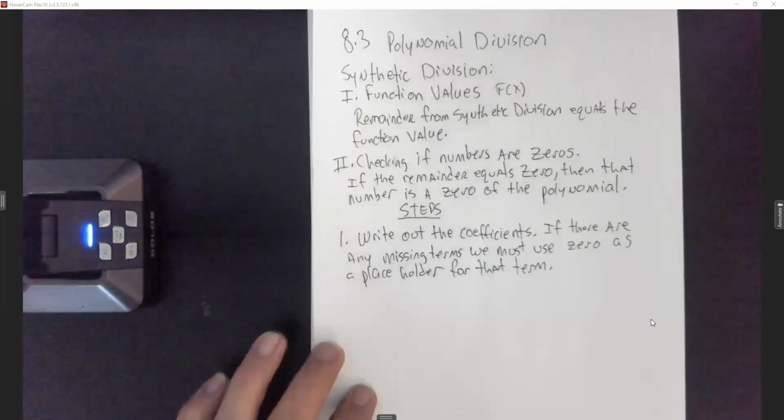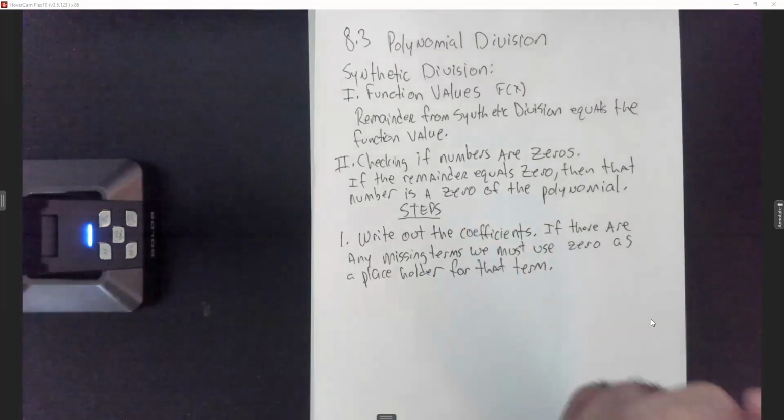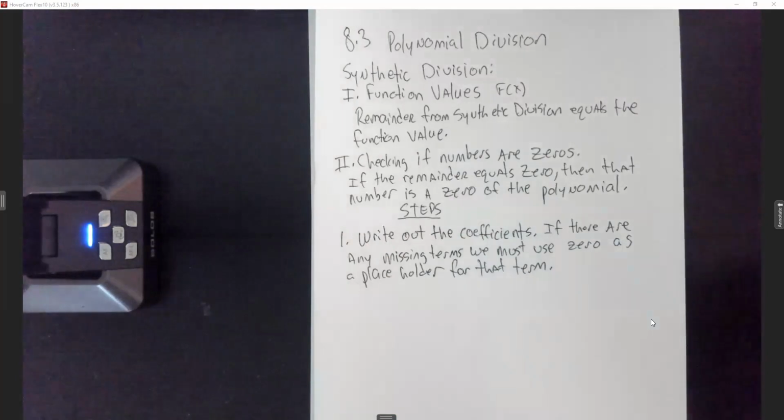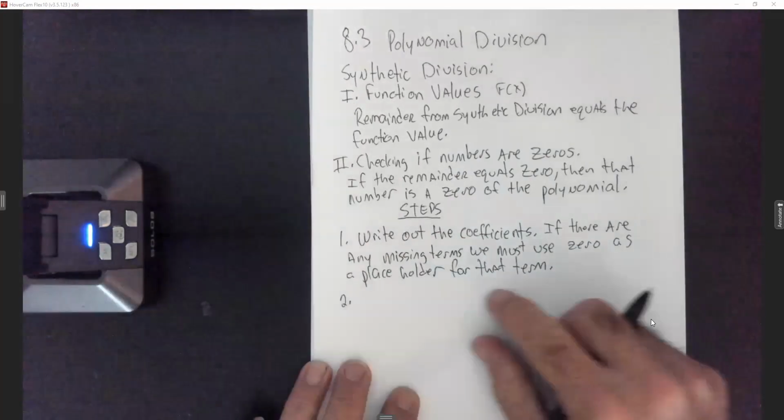So say I had x to the third plus 2x squared minus 5. I would have my x to the third term, I had my x squared term. But since I didn't have an x term, I would have to put a 0 for one of my coefficients. And then I would put my last number. I think I said a 5 or something. All right, so I'm going to write out those coefficients.